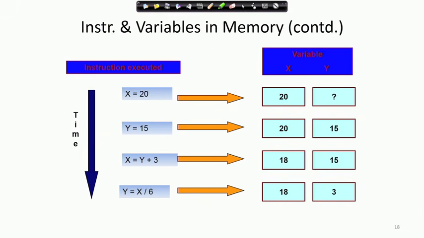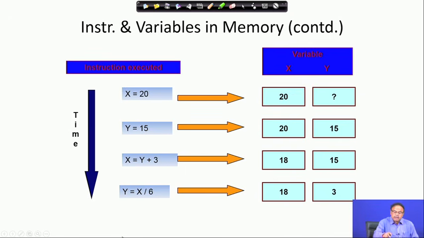So, quickly let us have a look at this. Let us revise here. Another situation, another program segment, a part of the program. x is assigned 20, y is assigned 15, next step x is assigned y plus 3, y is assigned x divided by 6. Now, obviously, since there are two variables in this program, there will be two memory locations assigned. Now, here in the first instruction, x is being assigned 20.